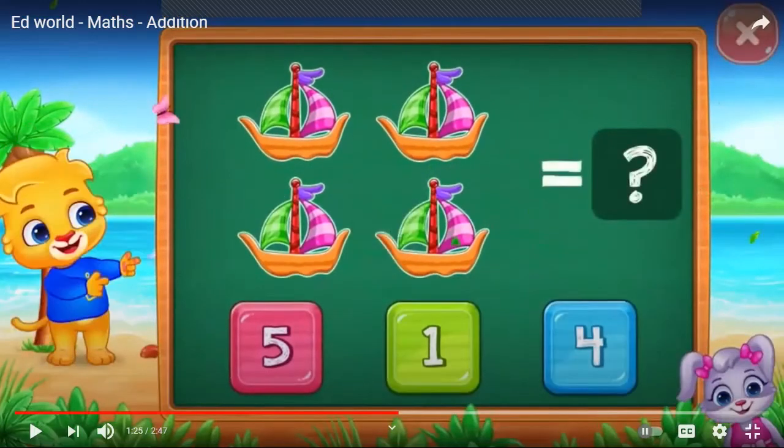Boats! Now look at this one. Who is going to tell me how many boats are there all together? We have two in the first row and two in the other one. And what we will be doing is counting them together, right? And the answer would be number 4. Excellent.